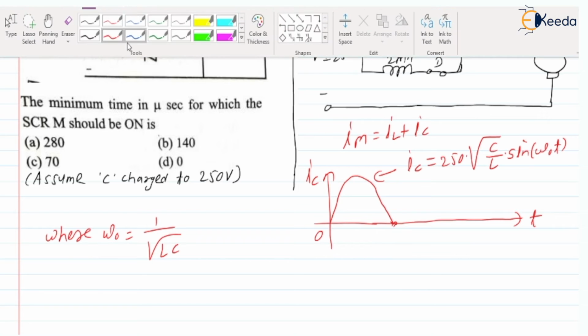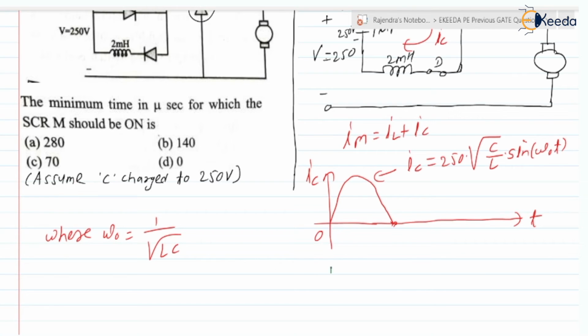Now can we draw the waveform for the capacitor voltage VC? Initially the capacitor is charged to a voltage of Vs volt, or 250 in this case. After that the capacitor starts discharging and again charges to the reverse polarity.